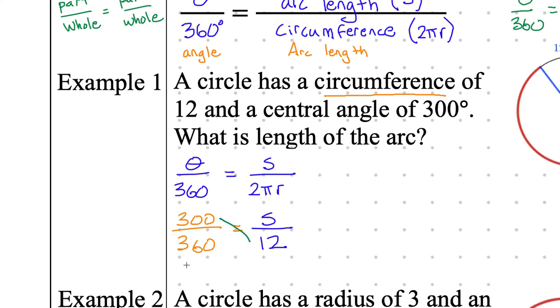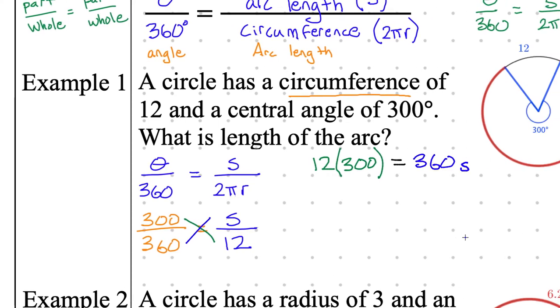All right, what's the first one going to be? You don't have to multiply, you just have to write out what's going to happen. 12 times... Perfect, keep going. Equals 360s. Perfect. All right, so Jenny has cross multiplied for us.